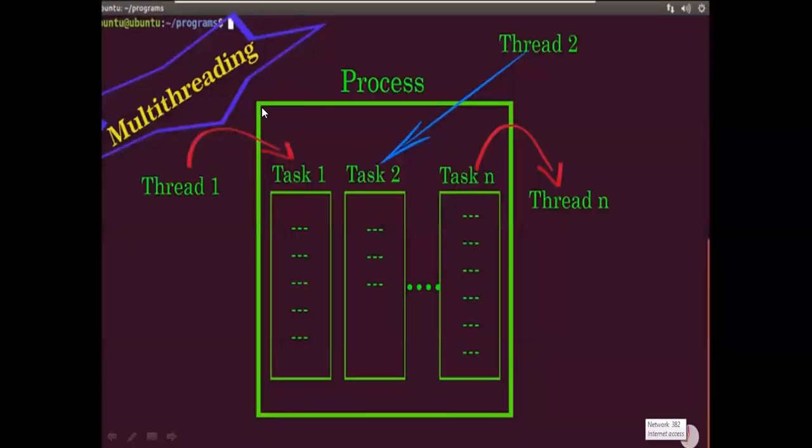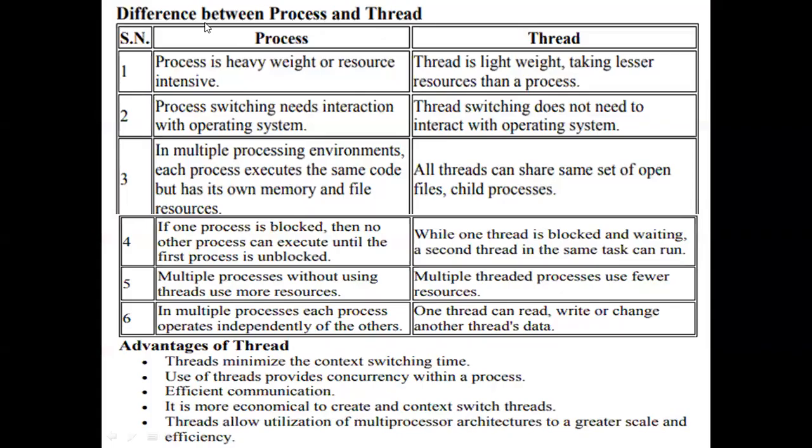Here you can see the process which contains a number of threads, from thread 1 to thread n, and each thread is going to perform a task. We call that a multi-threading process. Next, we'll see the difference between the process and the thread.